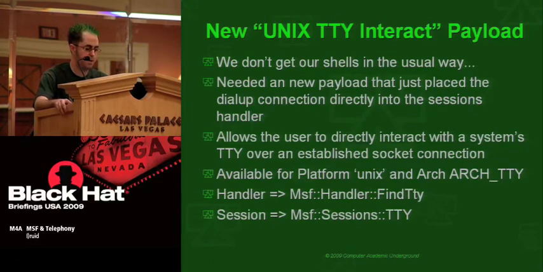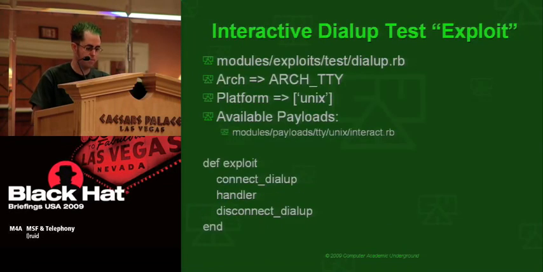Basically, it allows the user to interact with the TTY over the established socket connection. If you set your exploit to Unix platform and arcTTY for the architecture, then this payload will become available and you can use it in your exploit. The handler is called findTTY, and basically what that does is it finds the TTY for you and adds it to your session. There's a test exploit that you can play around with if you just want to have it connect to something, make sure it works, make sure your hardware is configured properly.